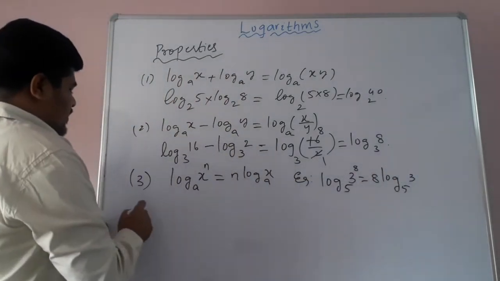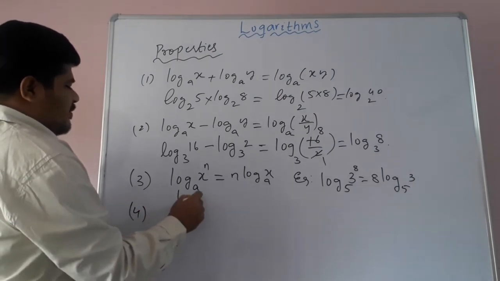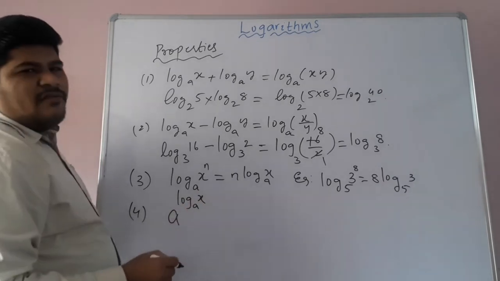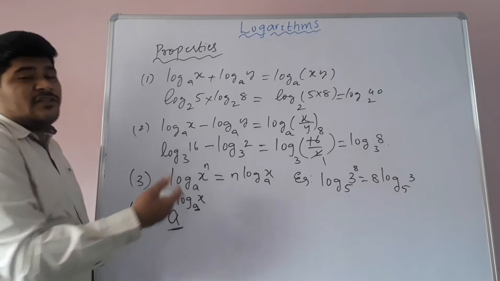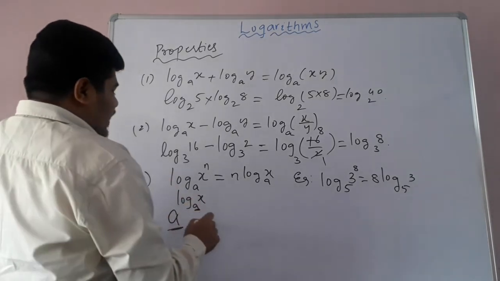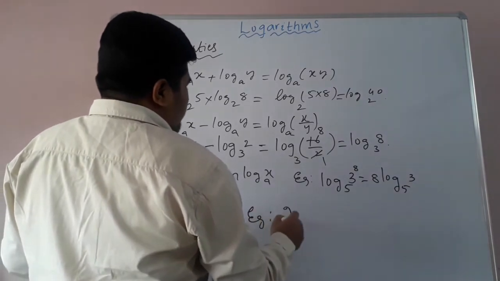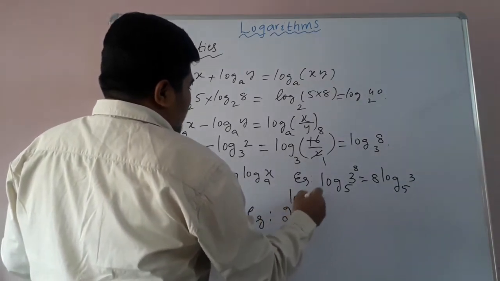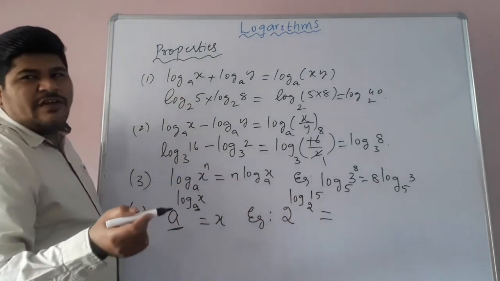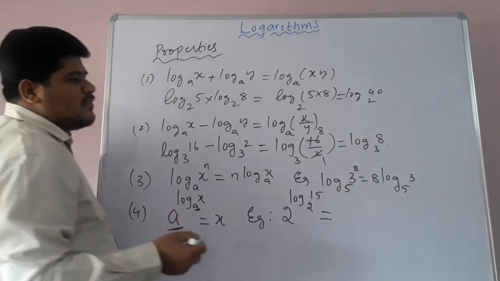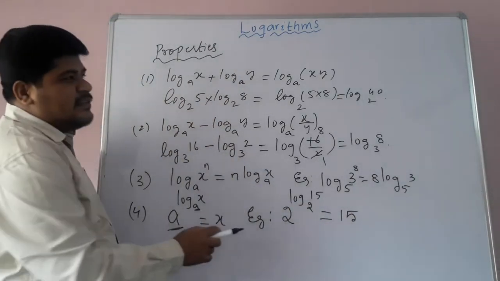Children, next property: a power log x base a. Here, if the bases are the same, x will come outside. So a power log x base a is x, children. For example, suppose 2 to the power of log 15 base 2. In this case, we can write directly that this is equal to 15. So a power log x base a is equal to x.